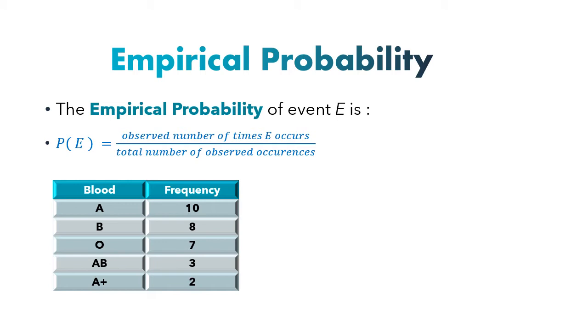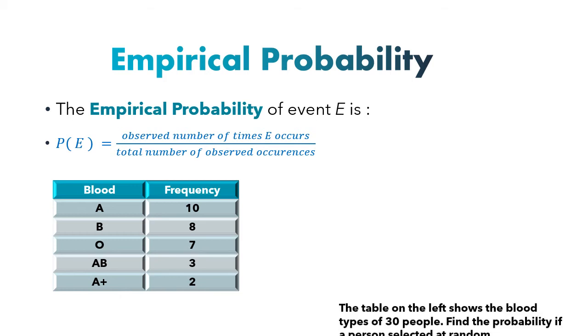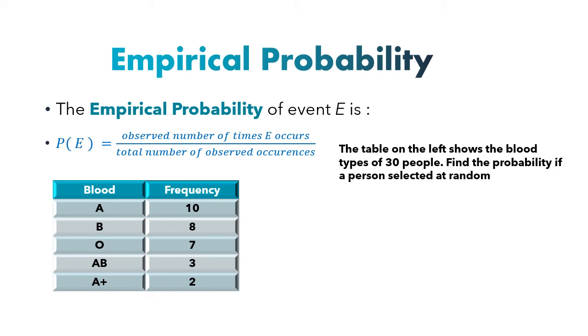So empirical probability is different than classical probability. In empirical probability, we have frequencies, and to write a probability in empirical probability, we need to write the frequency over the total of frequencies, or the sum of frequencies. So if we look at our table here, it represents the blood type of 30 people. So the total of frequencies is 30, and it's also mentioned here.